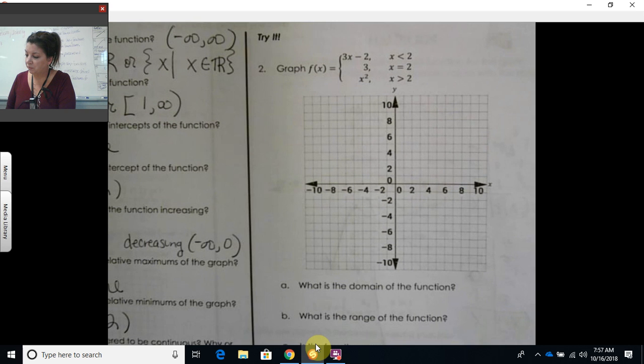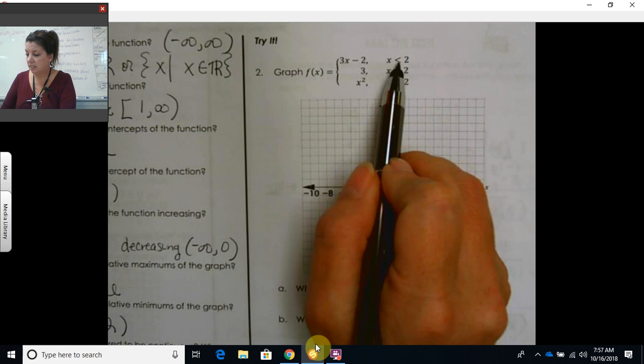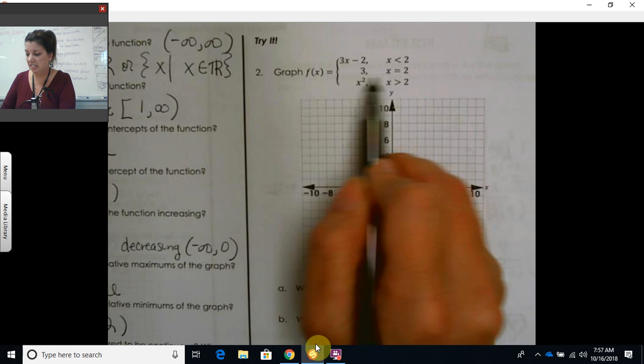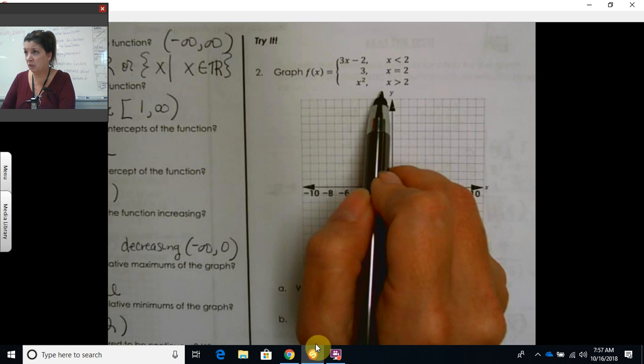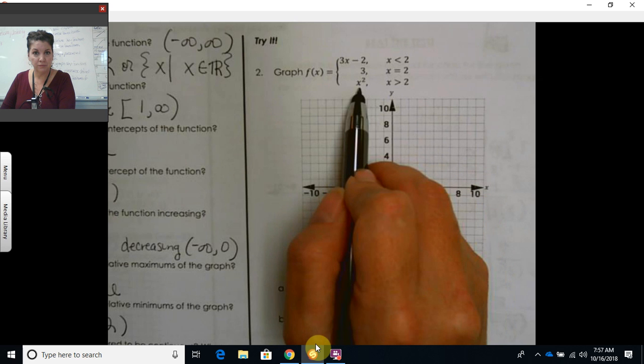So we have three pieces of this function here. 3x minus 2 when x is less than 2. What kind of function is that? Linear, right? So it's going to be a part of a line. What kind of function is this? It's just a point on the line, right? 2, 3. It's just an ordered pair, that's all. What kind of function is x squared? Quadratic, when x is greater than 2.